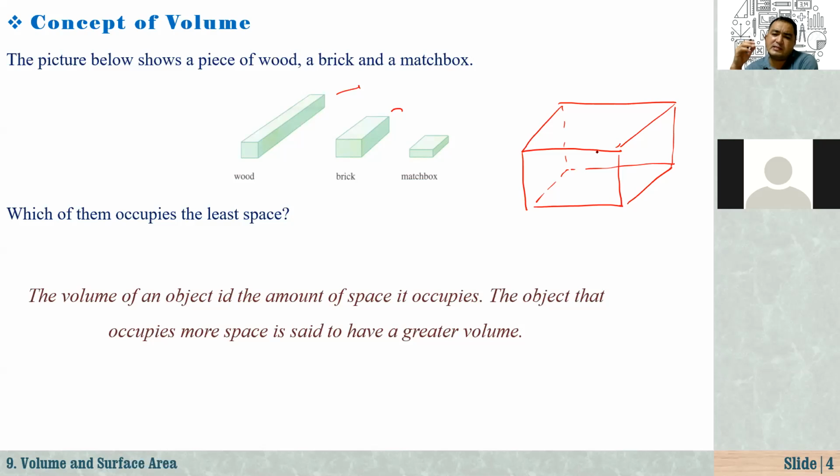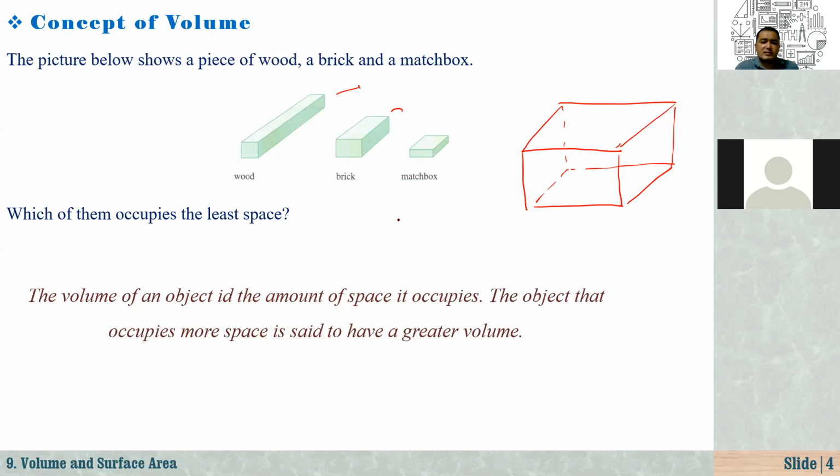And how about the brick? In a similar way, if you soak the brick into the container which is filled with water, again some water comes out, right? It's like a bathtub, or if you dive into a swimming pool, the water gets out of the pool. So with the brick, the amount of water that comes out gives us the volume of this brick. And also the matchbox in a similar way.